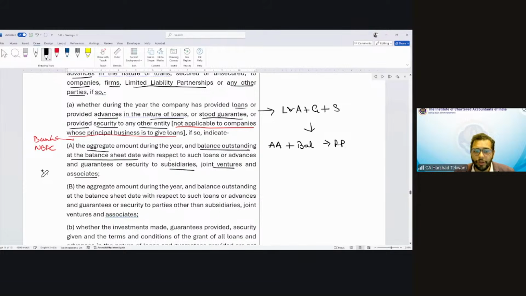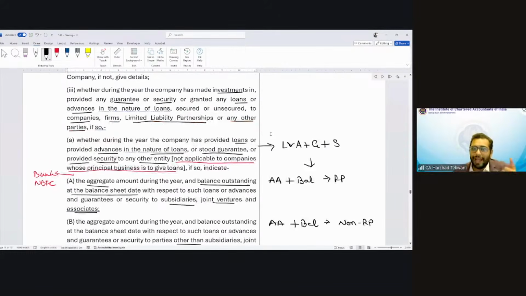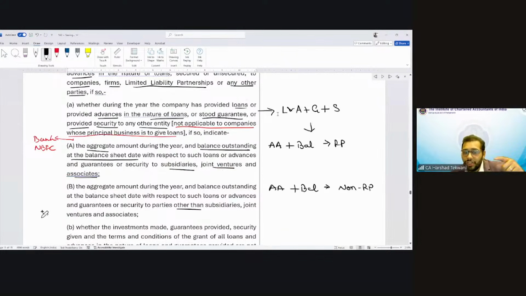Okay, let's go to the B one. The aggregate amount during the year and balance outstanding at the balance sheet date with respect to such loans or advances and guarantees or security to parties other than subsidiaries, joint ventures and associates. So here again we are talking about aggregate amounts plus balance, but to non-related parties, other than subsidiaries or joint ventures. So first you check whether any loan or investment umbrella is there or not. If yes, then check whether loans and advances have been given to entities. If yes, then check related and non-related party to whom it is given, and specify that particular thing. So here we are talking about loans, advances in the nature of loans, stood guarantee and security.